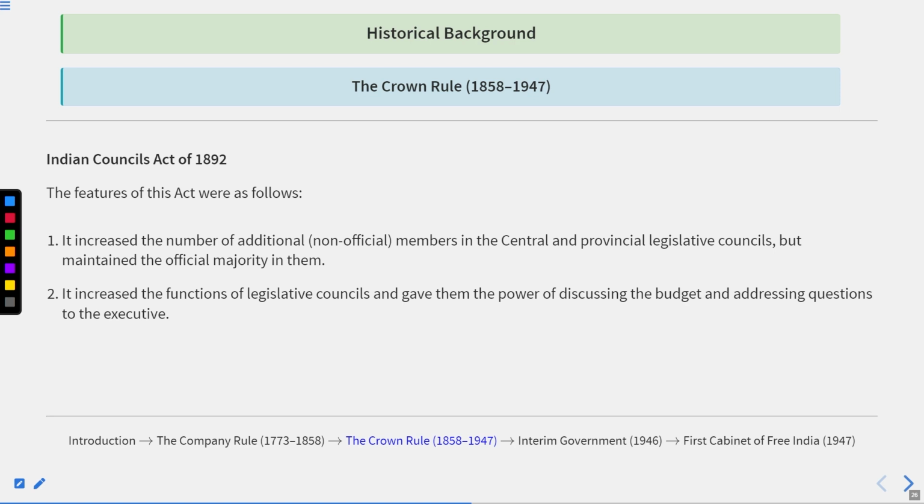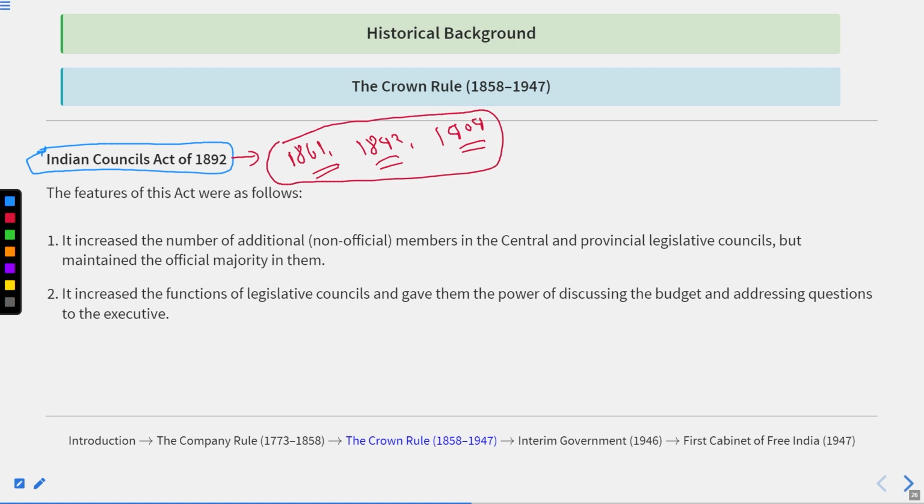So now, after discussing the 1861 Act, we are going to talk about the Indian Councils Act of 1892. In the previous lecture we discussed that after the revolt of 1857 the Britishers were transforming their policy of centralization into decentralization, and for that they passed three acts: 1861, 1892 and 1909, in which they shifted their policy.